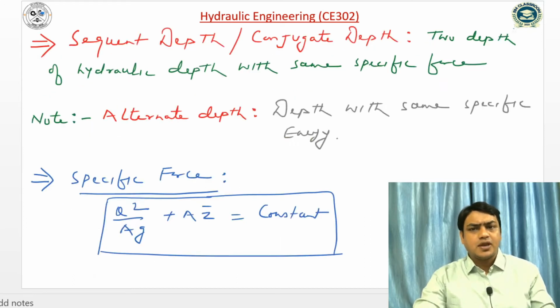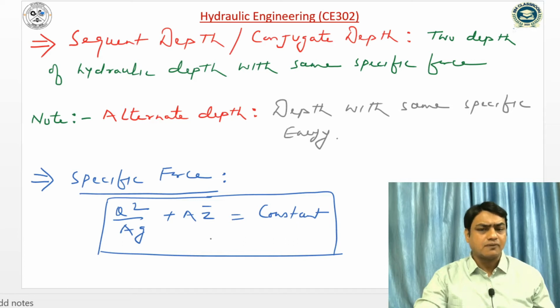Sequent depth I have already discussed, or conjugate depth, that is y1 and y2, the two depths of a hydraulic jump with the same specific force. And we have already discussed in the previous module what a specific force is. The specific force is Q square by Ag plus A Z bar equal to constant, and this expression comes from the momentum equation. Alternate depth is the depth at which the specific energy is constant.